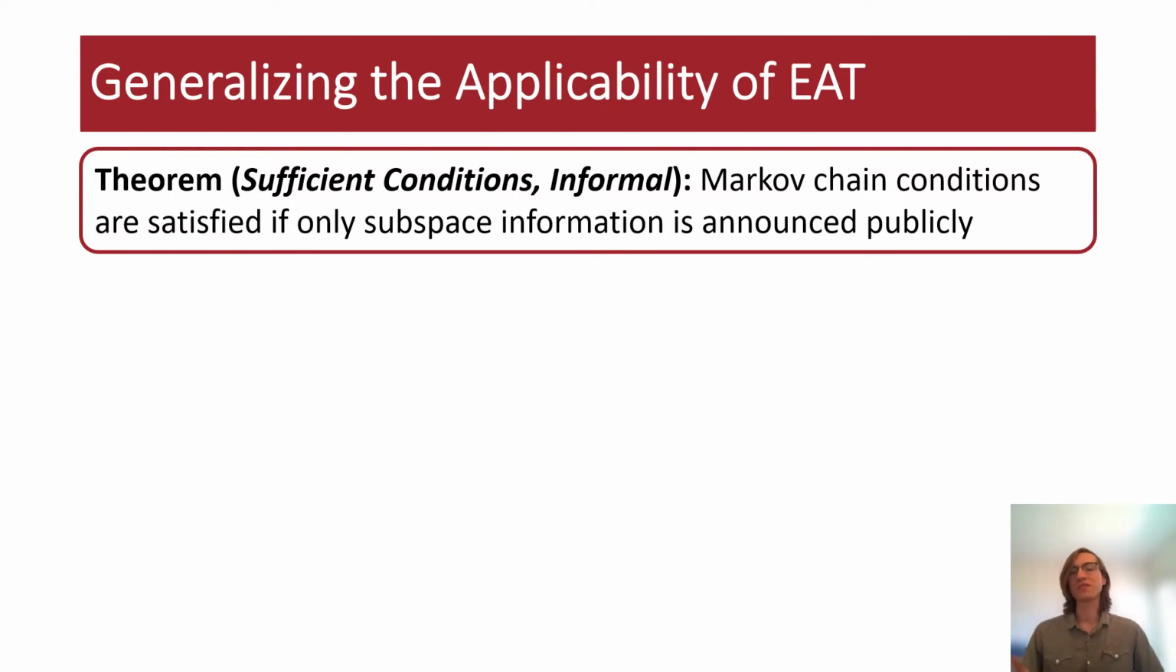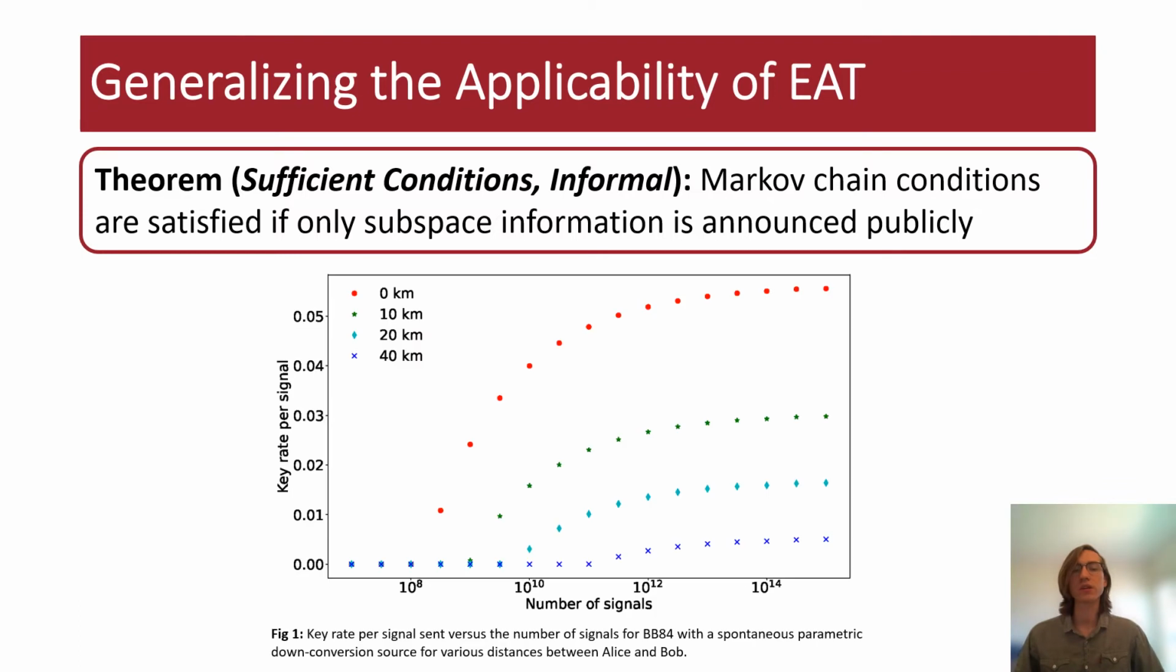So since the vacuum is sort of a subspace of a quantum state, this holds for optical implementations, and so we can talk about proving security in optical implementations. So here we just consider BB84 with a spontaneous parametric downconversion source with loss.